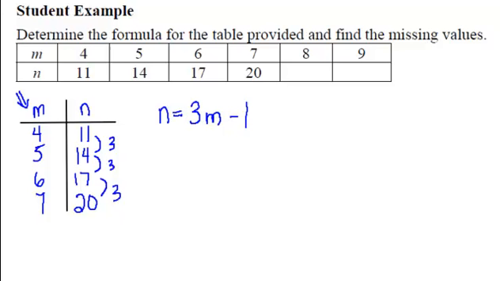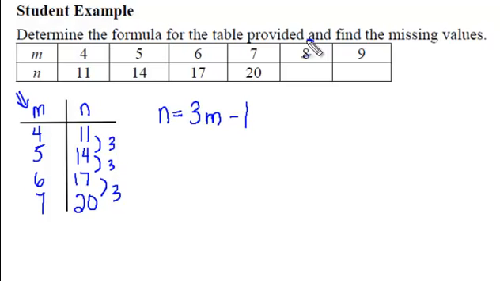4 times 3 is 12, minus 1 is 11. 5 times 3 is 15, minus 1 is 14. 6 times 3 is 18, minus 1 is 17. And 7 times 3 is 21, minus 1 is 20. So you can see that this formula actually works.